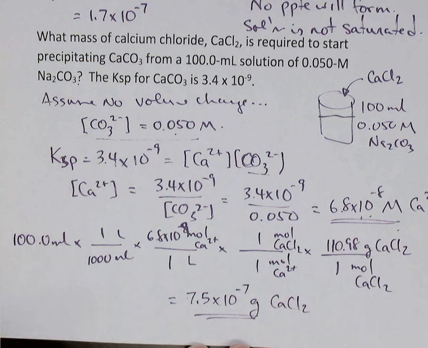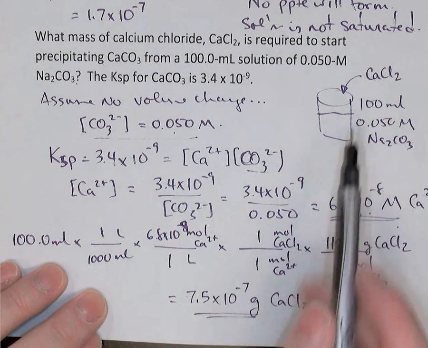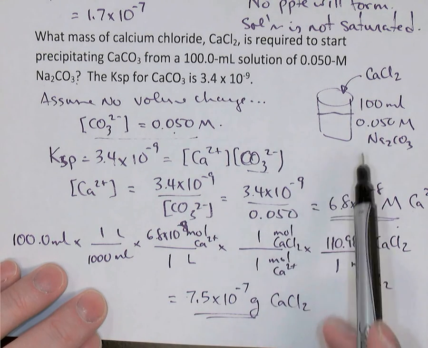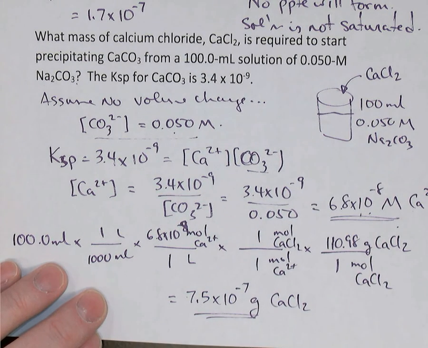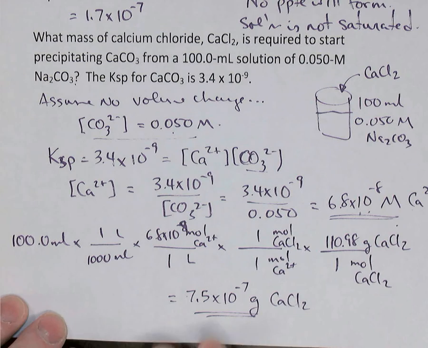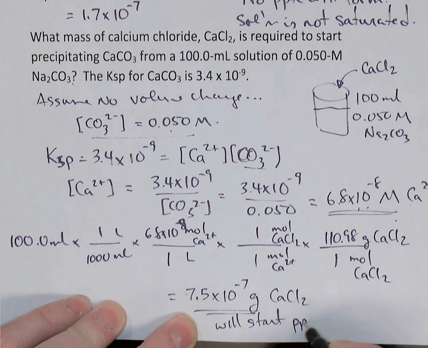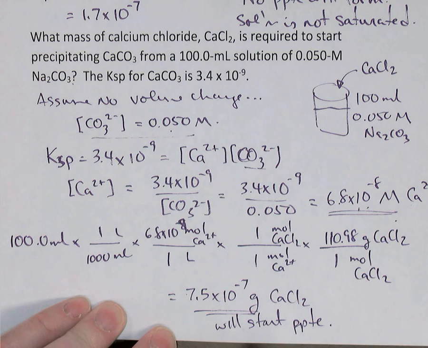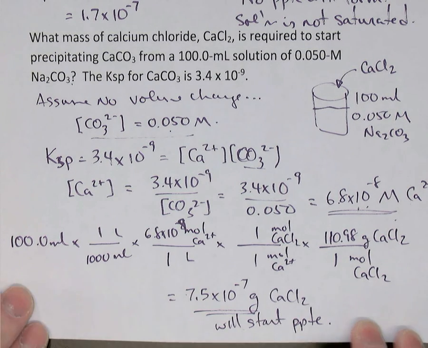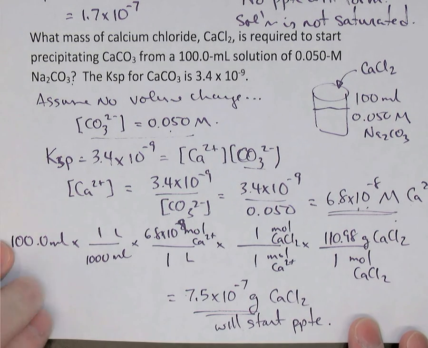So basically, with the tiniest smidgen of calcium chloride added to that solution, we should see chalky calcium carbonate precipitate forming. So this many grams of calcium chloride will start the precipitate. Now technically this amount of calcium chloride makes the solution saturated, and so what we technically should say is any mass greater than this will cause the precipitate to form. This is the mass to make the solution saturated.